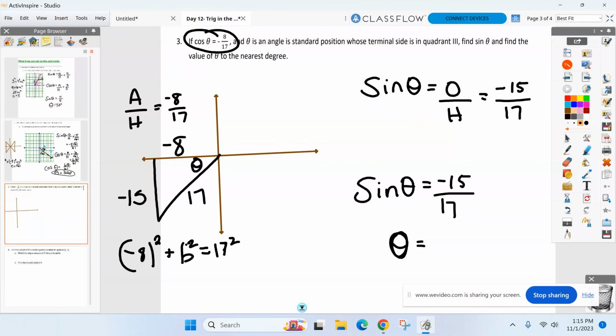Is it negative 180 or just 180? Stay positive. 240. No matter if you use sine or cosine.